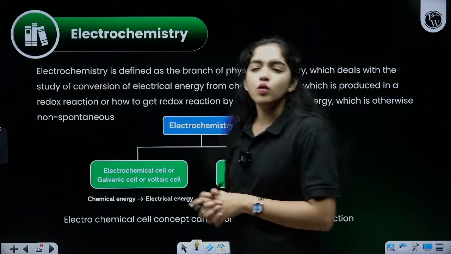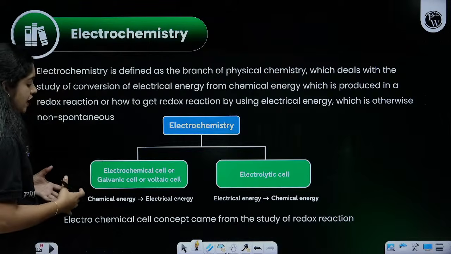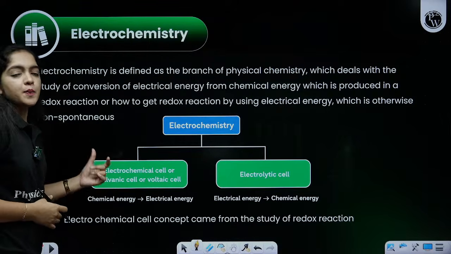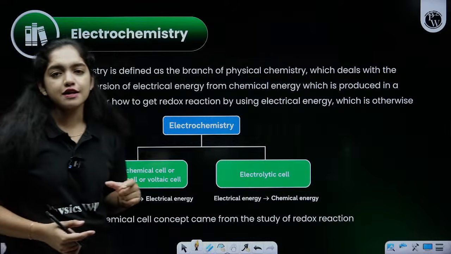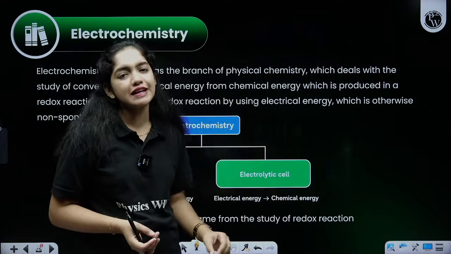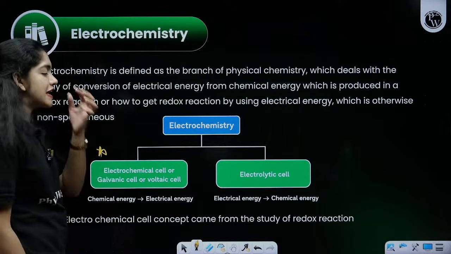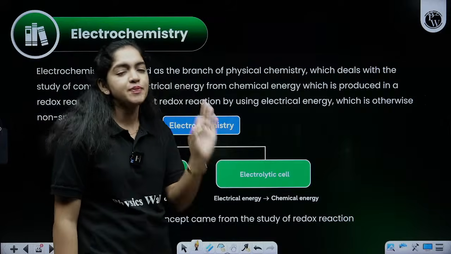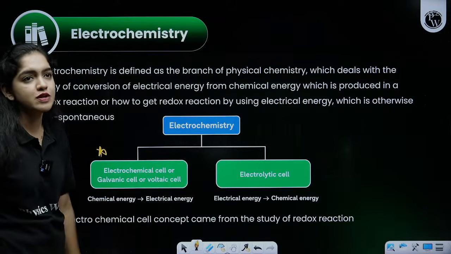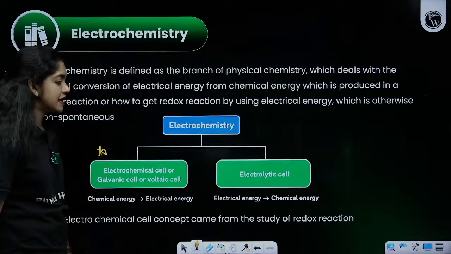Okay. Now we are going to the chapter, electrochemistry. The first one we are going to study is the process of making electricity from chemicals. That is chemical energy converted into electrical energy, and that setup is known as what? Electrochemical cell or galvanic cell or voltaic cell. Three names are there. That is very, very important. The first topic of our chapter: electrochemical cell, galvanic cell or voltaic cell.